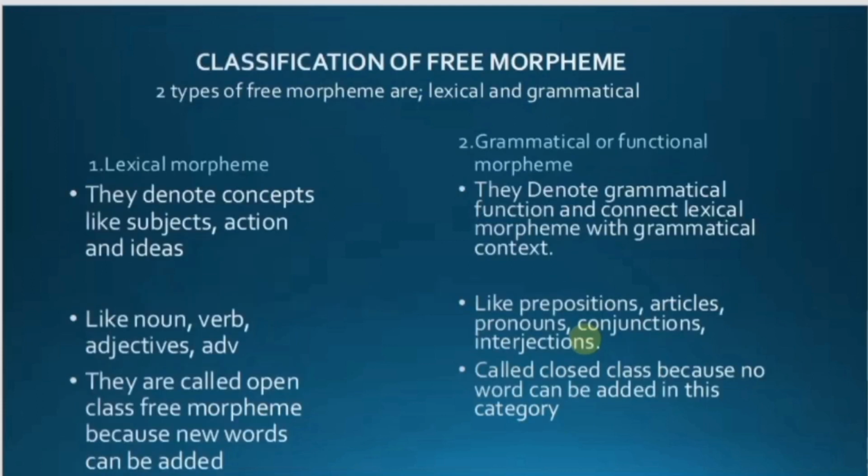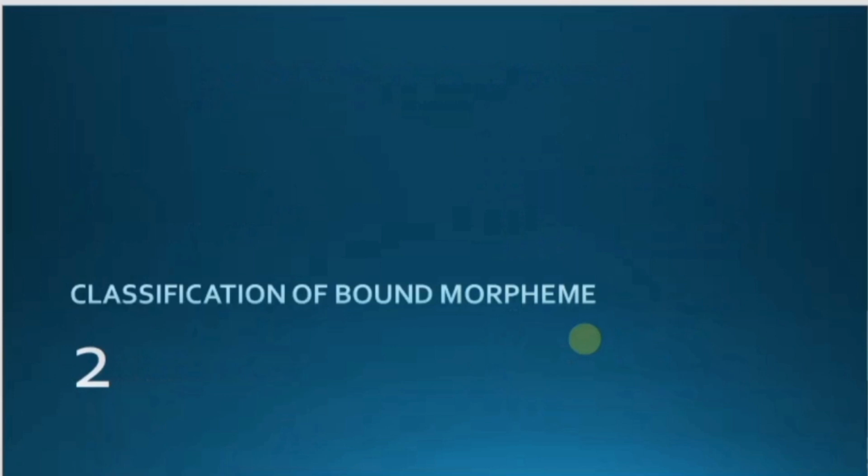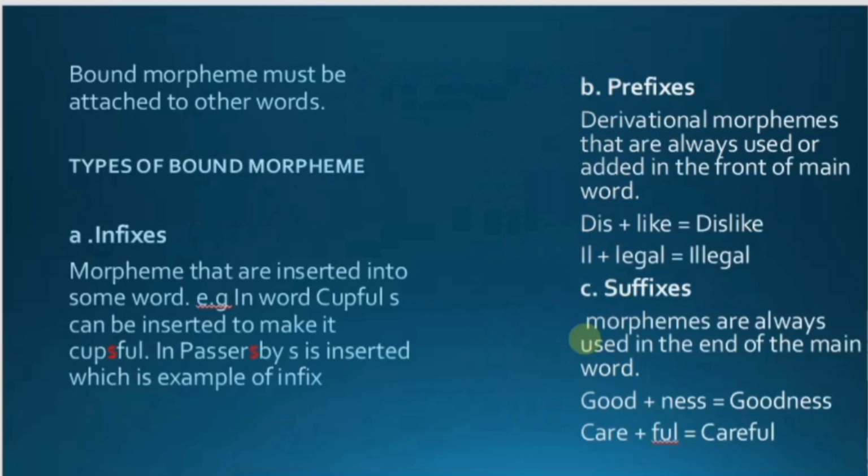Now we are going to study the classification of bound morphemes. We have discussed free morphemes, its two types, and now we are going to study the classification of bound morphemes. Bound morphemes can be classified into three types.